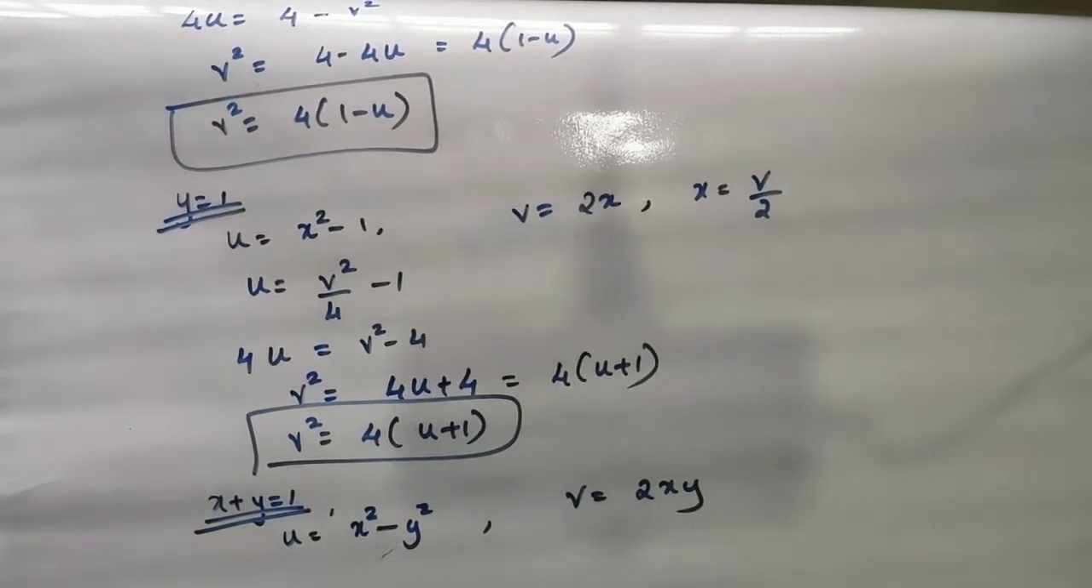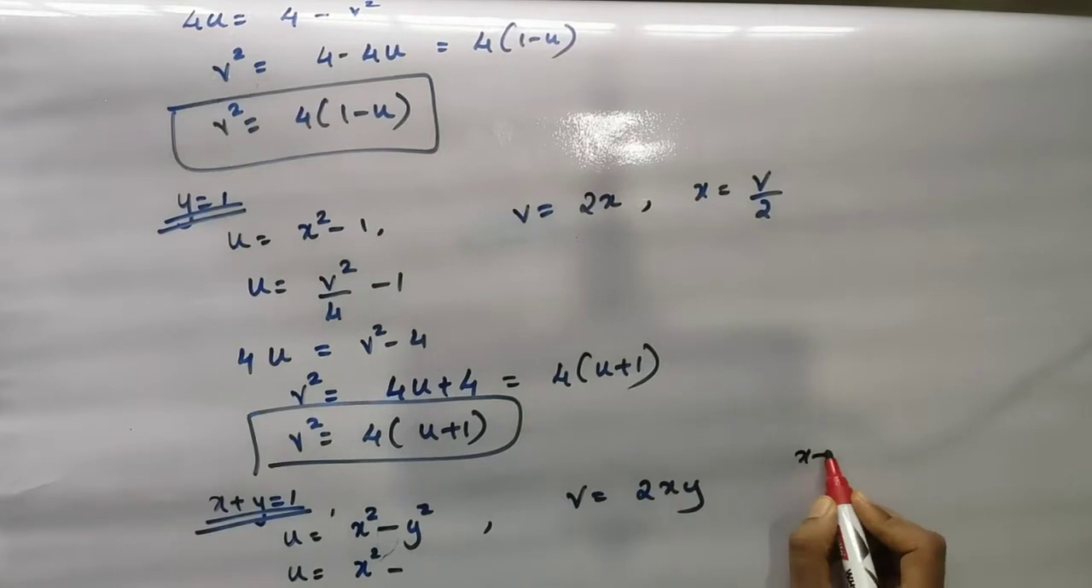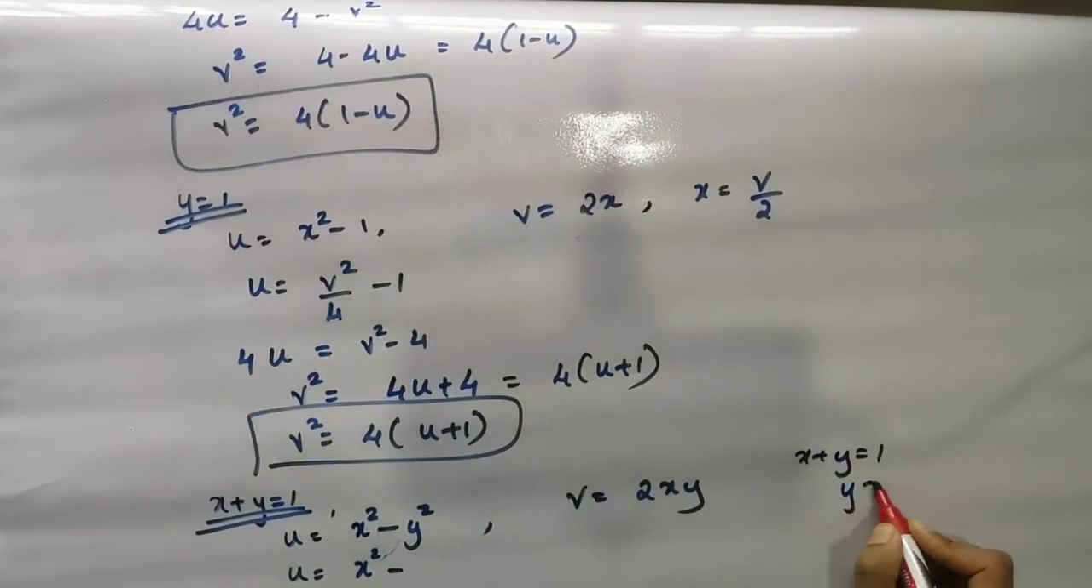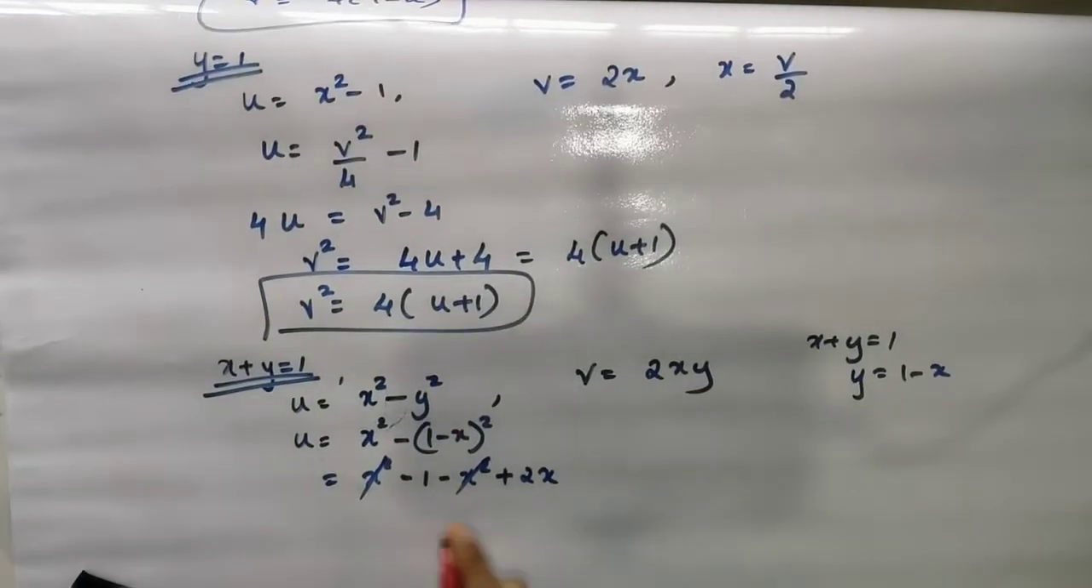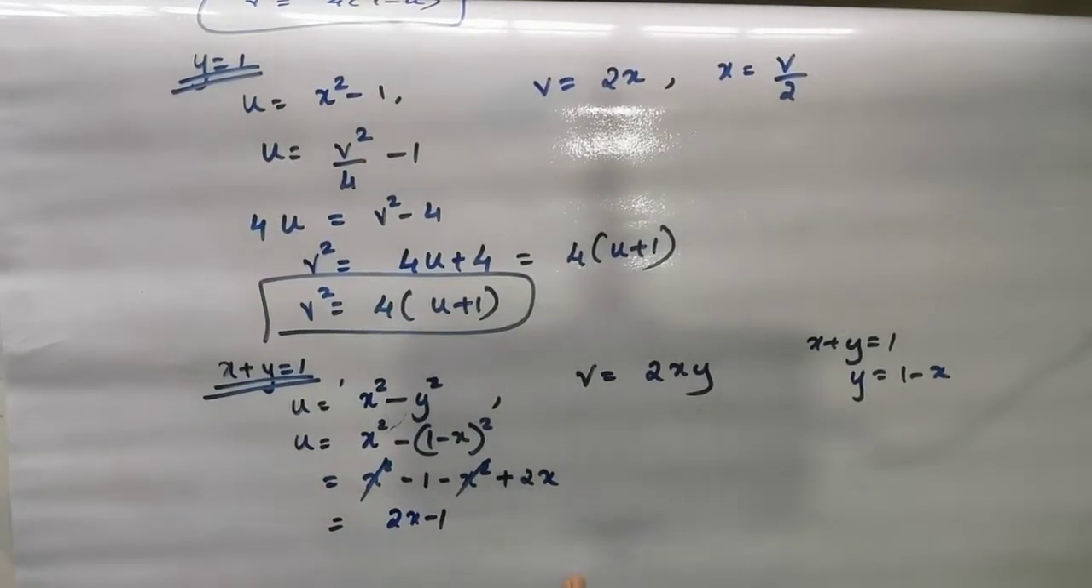All you have to do is separate your y from this equation. You have u equal to x square minus, see, from this equation, if x plus y is equal to 1, then y will be 1 minus x. So it will be x square minus (1 minus x) whole square. I hope you have understood this. (1 minus x) whole square is 1 plus x square minus 2x. But there is a minus sign here, so just change the sign accordingly. x square minus x square gets cancelled. You will have 2x minus 1. You should be getting this.